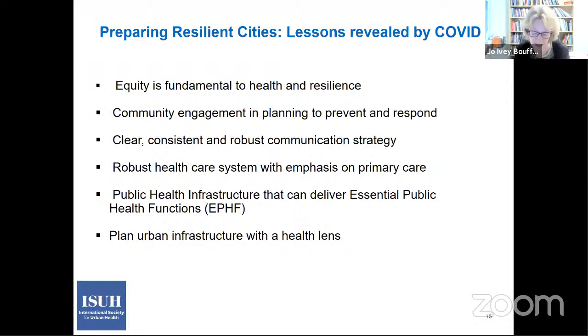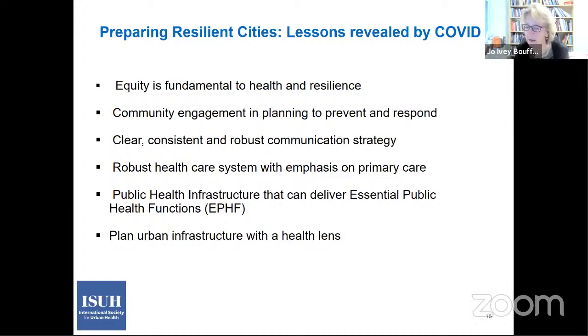So the capacity for communication, especially to the public, was emphasized dramatically, and also needing to strengthen the healthcare system. But strong messages, especially from colleagues in India, South Asia, Africa, really the emphasis on a healthcare delivery system that prioritizes primary care. We all give lip service to this. It doesn't happen. It hasn't happened.